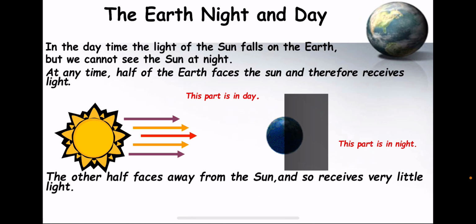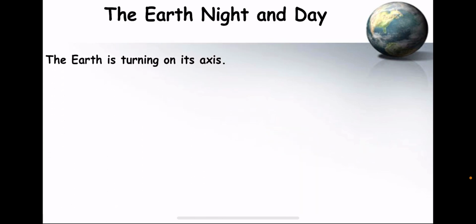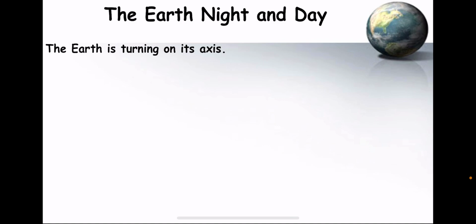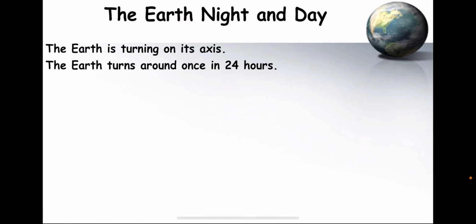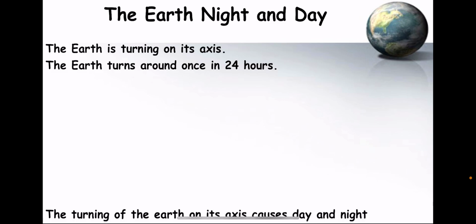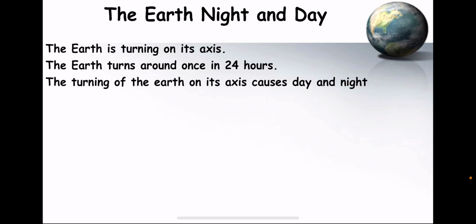The other half faces away from the sun and so receives very little light. So this is the night time. The earth is turning on its axis. The earth turns around once in 24 hours. The turning of the earth on its axis causes day and night.